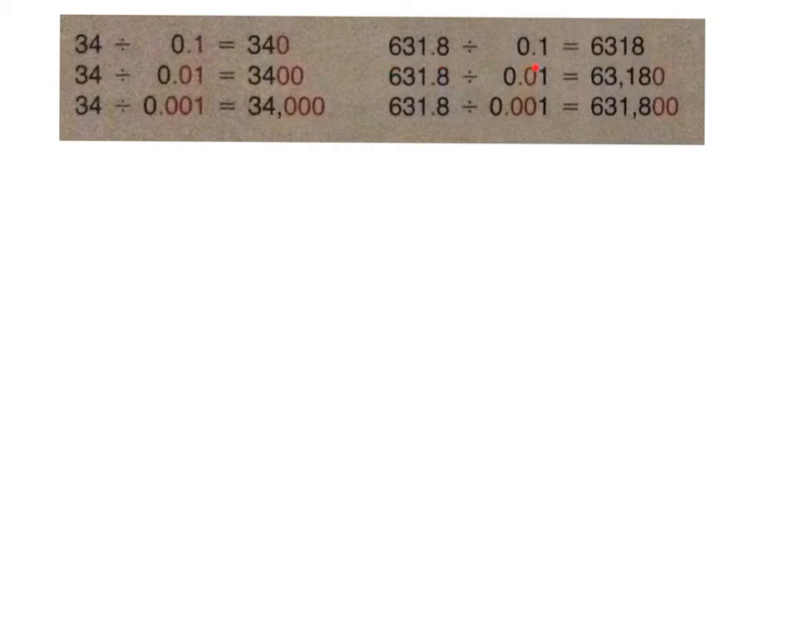631.8 divided by 0.1. So we have one digit after the decimal, so we had to move our decimal one way to the right. Here we've got 2 digits after the decimal, so they've moved this decimal 2 to the right, 1, 2, and in doing so needed to add a 0. Here we've got 3 numbers after the decimal, so when we move this 3, 1, 2, 3, we had to add 2 more zeros as placeholders so we could move the decimal to the right location.